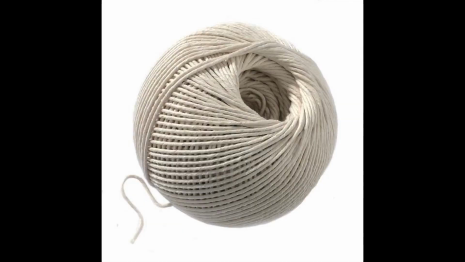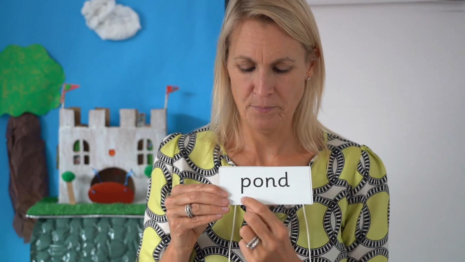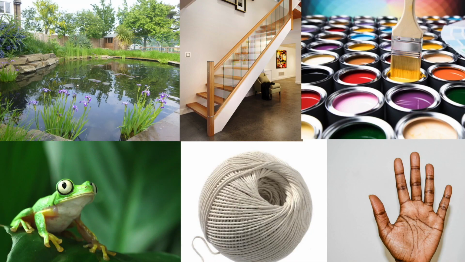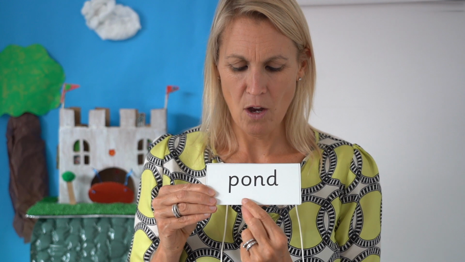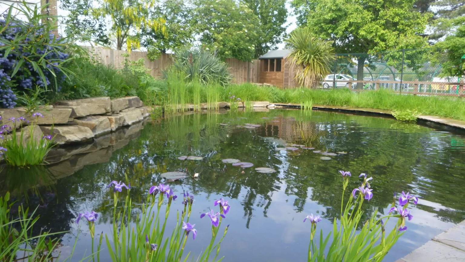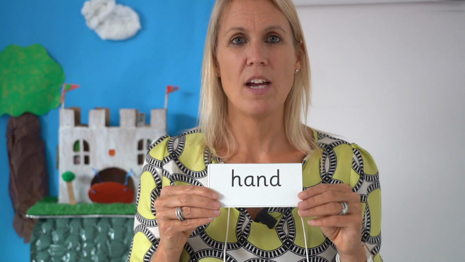String. Here is the picture of the string. Did you get it right? Well done. Read each sound, then blend. Point to the picture that matches the word. Read it with me. Pond. Here is the picture of the pond. Did you get it right? Well done. Try this one.